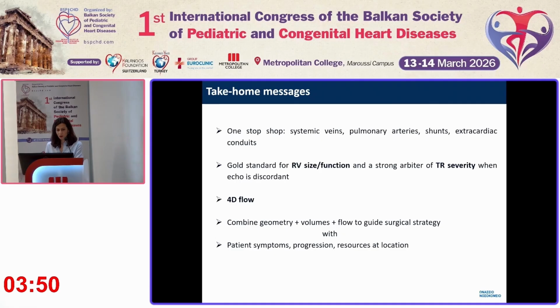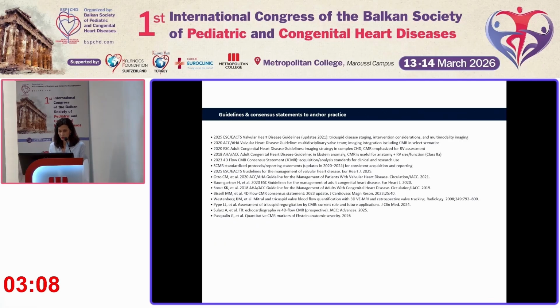A few take-home messages. I hope I was able to communicate that CMR is a one-stop shop. We assess anatomy, veins, pulmonary arteries, associated lesions, extracardiac conduits. It is a gold standard for RV size and function and a strong arbiter for TR severity when echo is discordant. 4D flow is helpful and is becoming an essential tool for us. Combine geometry, volumes, and flow to guide surgical strategy with patient symptoms, progression, and resources at each location because, for example, transplant is not always possible wherever you are.